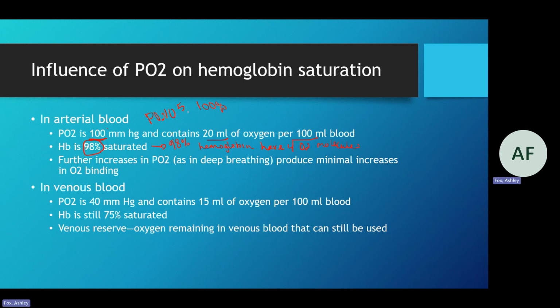So even if you're increasing to 105, going up from 100 to 105, you're increasing the partial pressure a little bit, and you're breathing deep, but you're not going to have much of an increase in oxygen percentage binding. You're going to go from 98% to 100%, a 2% change. So even if you're taking really deep breaths and you're really trying, you're only going to be able to increase your saturation to 100.